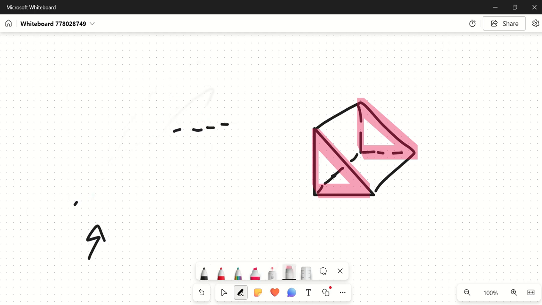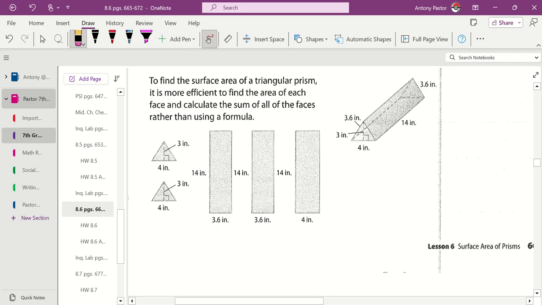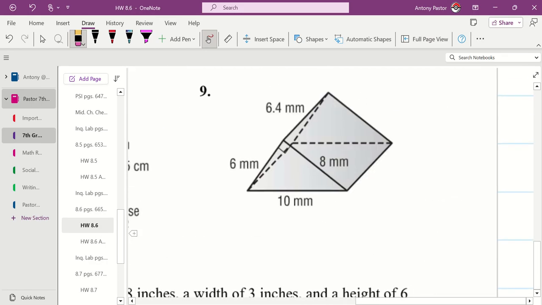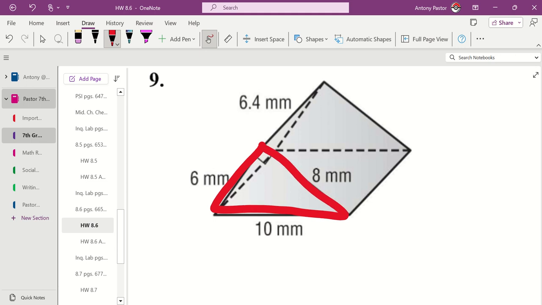Let's pull an example here. I believe it's number 9 that we did on the homework. So, here's number 9. First things first, we need to identify the triangle, and we need to find the area of the triangle. Here's your triangle. The last 2 classes kind of struggled.